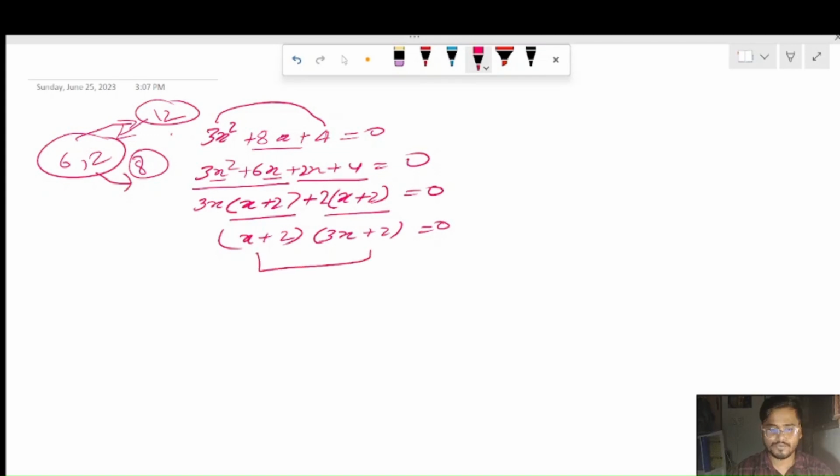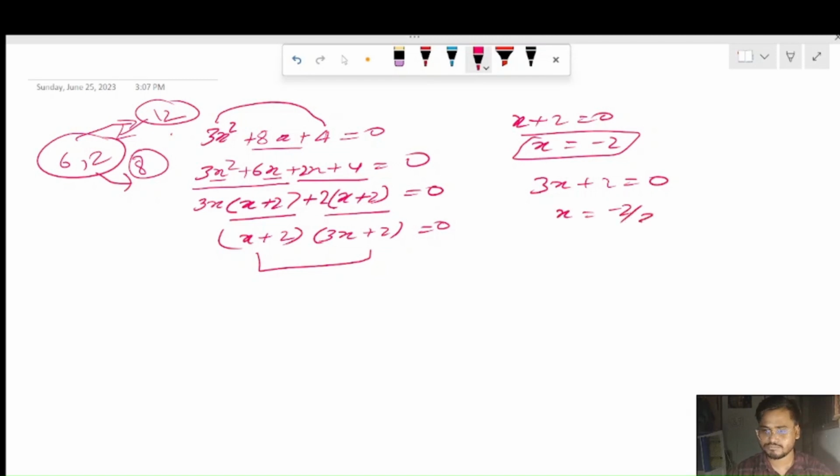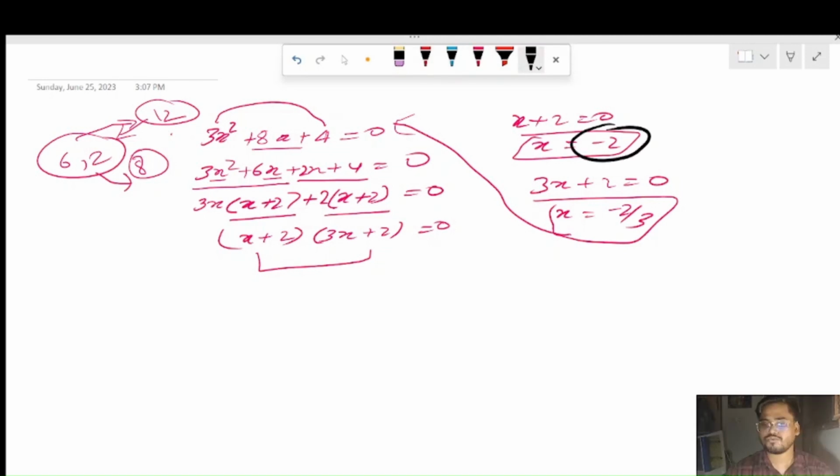Now what will be the roots of the equation? When x plus 2 is equal to 0, we get x equal to minus 2, and when 3x plus 2 is equal to 0, we get x equal to minus 2 upon 3. These are the roots of the equation, which means x equal to minus 2 and x equal to minus 2 by 3 must satisfy the main equation.